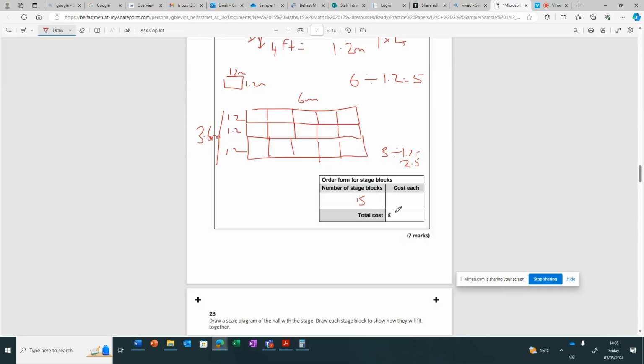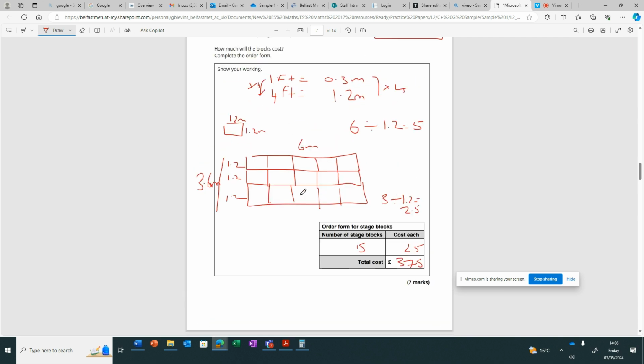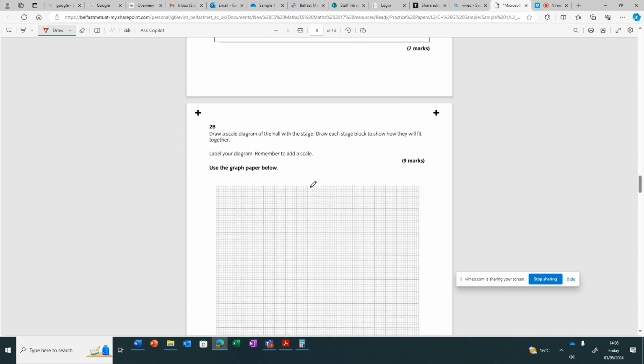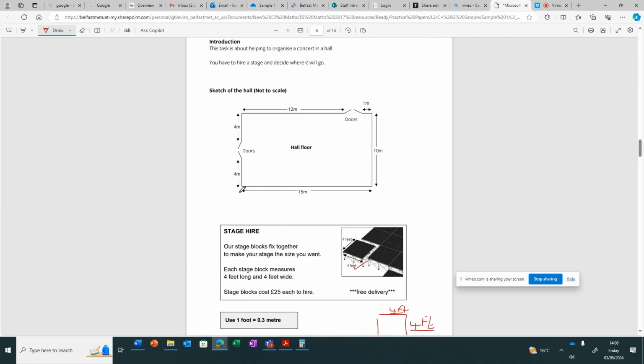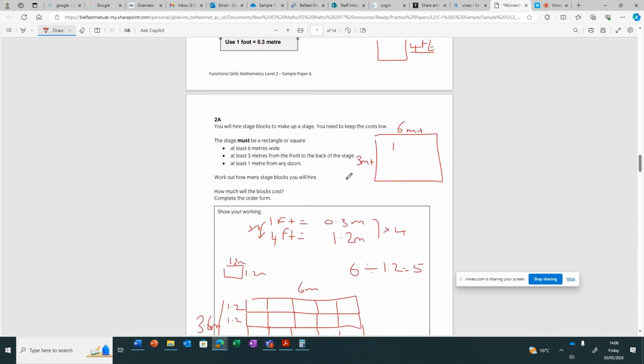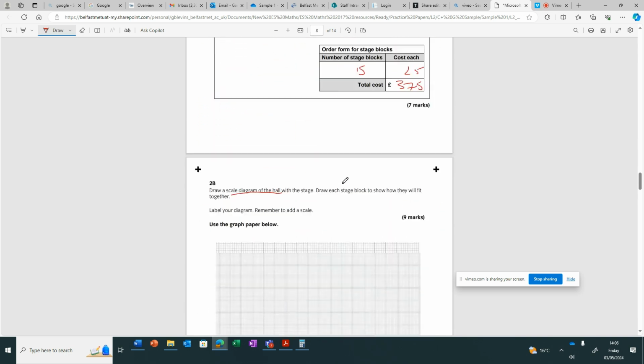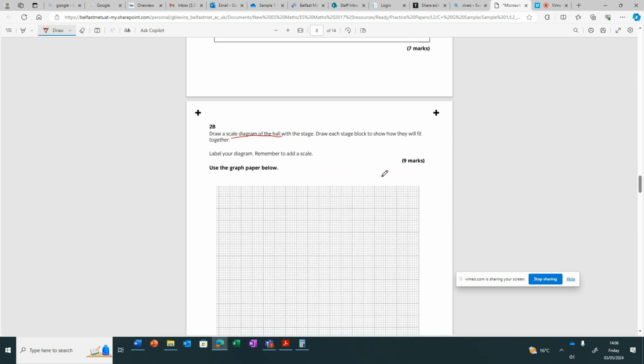So 15 blocks. Now we've got to draw these blocks, and they've given me a stage. They haven't told me the size of the stage or the metric measure to use. It says draw a scale diagram of the hall. Well, that's a hall there, and it's 15 meters the longest way, and it's 10 meters that way. So I'm probably going to do 1 square equals 1 meter. So 1 centimeter, or one of these squares, equals 1 meter.